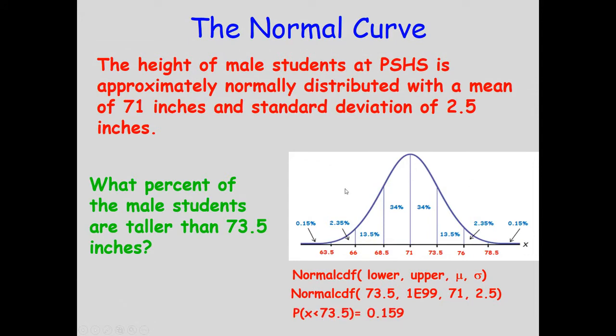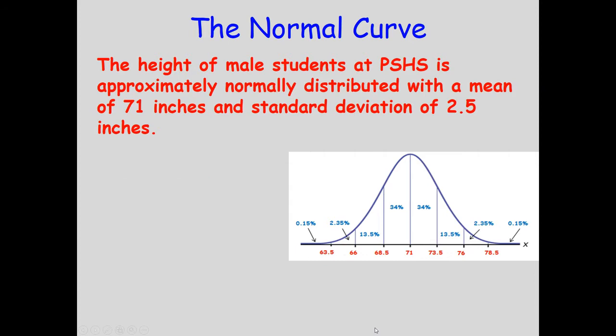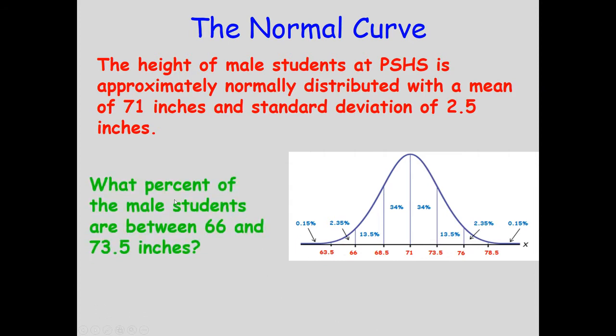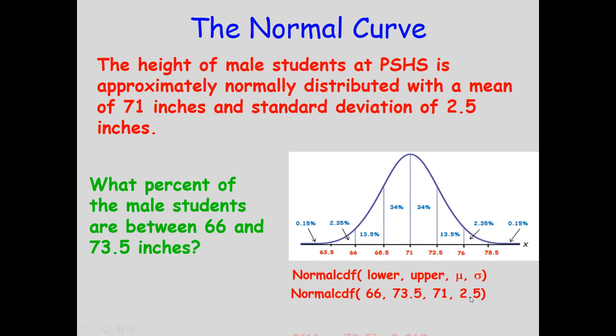And once you get this down, there's not a whole lot to it. You put in your lower bound, upper bound for what you're doing, centered at whatever the mean is, standard deviation is whatever, and you get your answer. So male students between 66 and 73.5, I would put in my lower bound at 66, upper bound is 73.5, centered at 71, 2.5. There you go. It's about 81.9%.